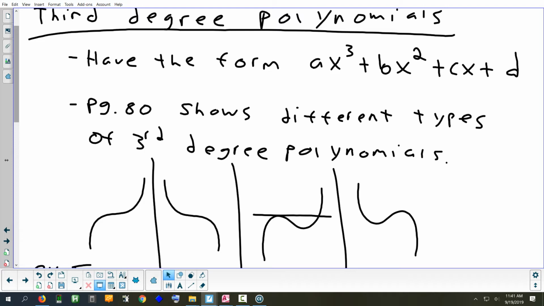So could you get 0? No. It goes up and down forever. So no matter where you put this line, it's going to hit somewhere, at least once. Okay? Unlike a parabola, parabolas do not go up and down forever.